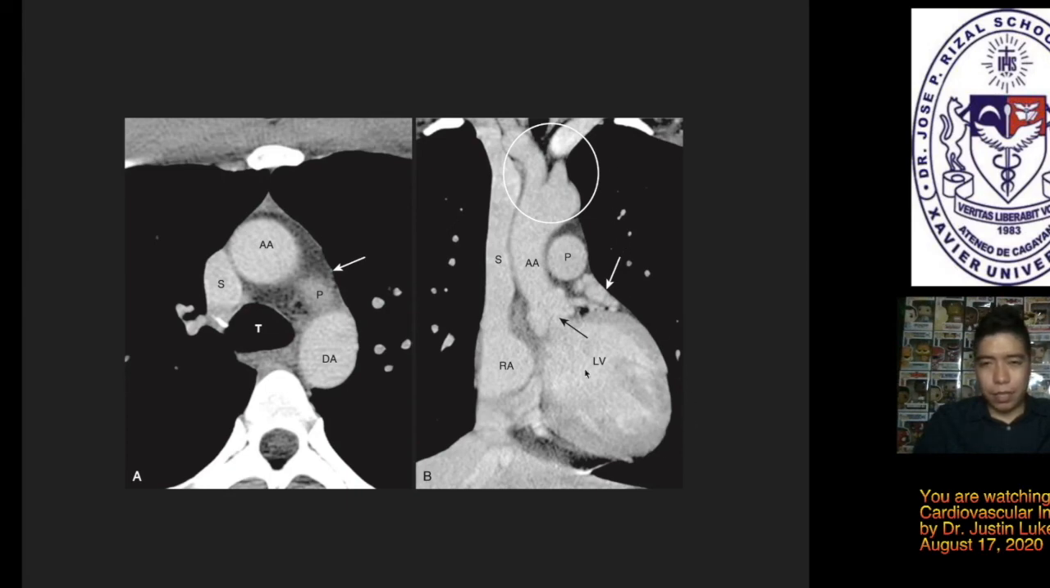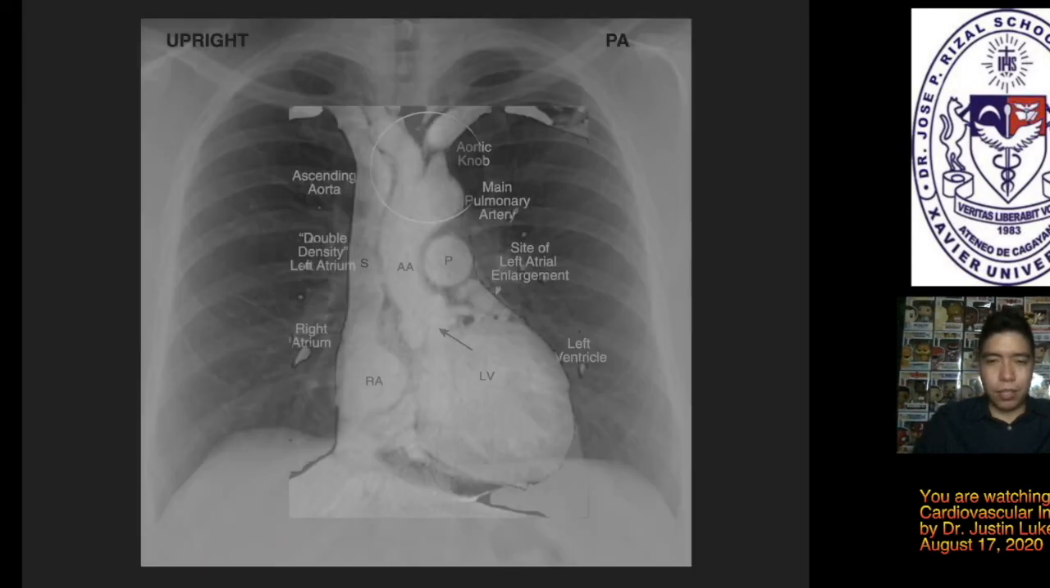So this is what we typically see on your chest radiograph. I just superimposed our previous image of a chest radiograph with the CT scan image I showed just a slide before, so that you have an appreciation of what is really going on behind the scenes.